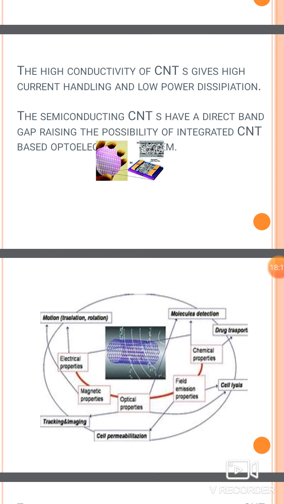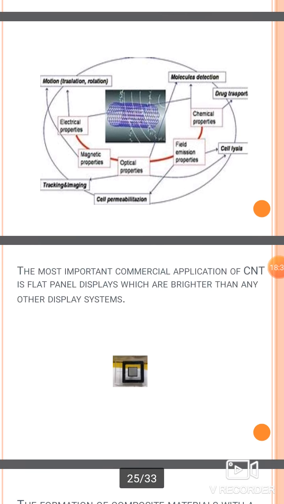Here, direct band gap means holes and electrons from p- and n-type materials recombine directly, and this is a very important application because optoelectronic devices are mostly made using this concept. High conductivity is already there, so we use that. And this is a diagram for various field emission properties, chemical properties, catalyst, optical properties, and magnetic properties, in various fields.